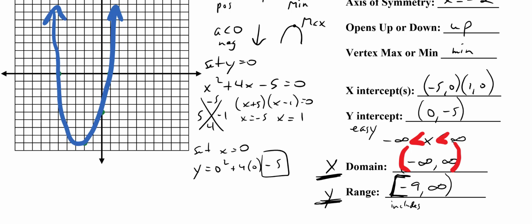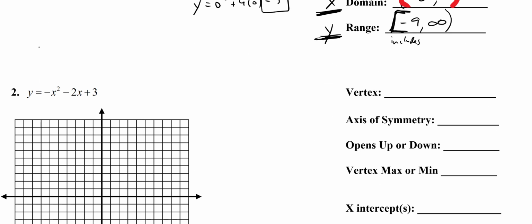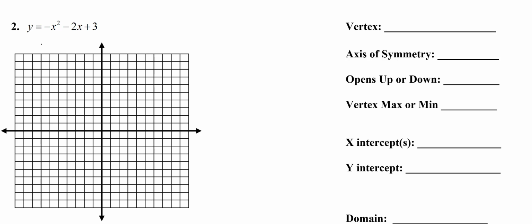Okay, so we kind of went through everything. I'm going to go through the others a little more rapidly now because I just want to get through it all. Okay, so here we go. The first thing is the vertex. Well, A is -1, B is -2, and C is equal to 3. So the x coordinate is opposite of B, which is 2, over 2 times A, which is -1. So it's 2 over -2, which is -1.